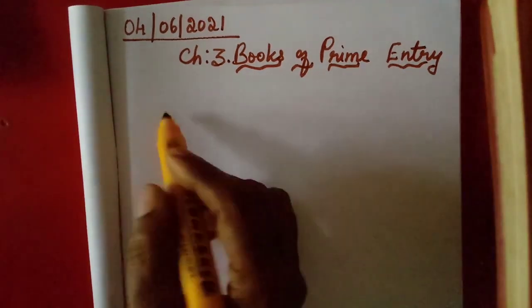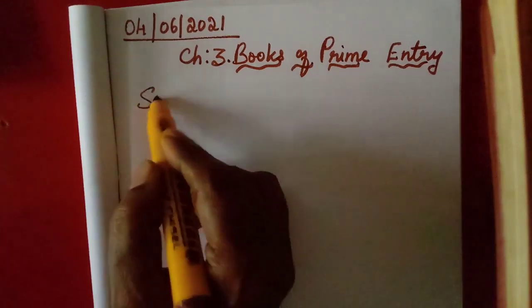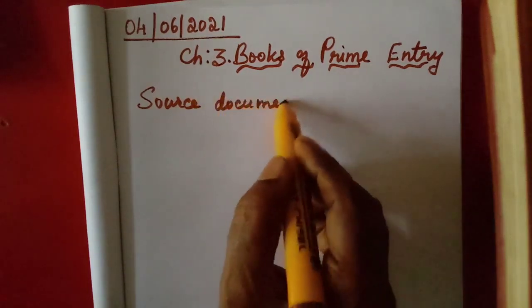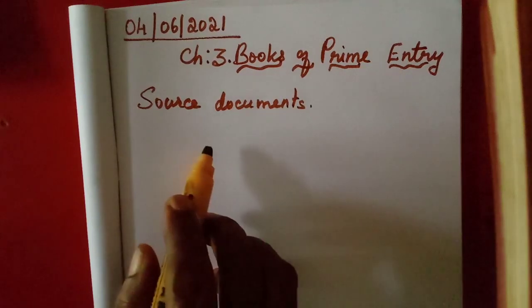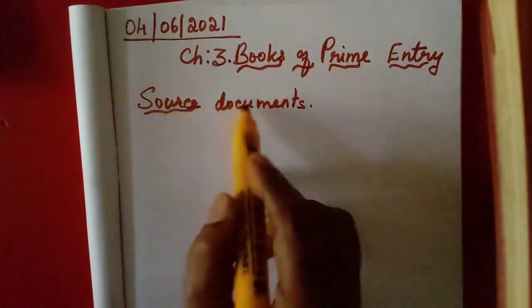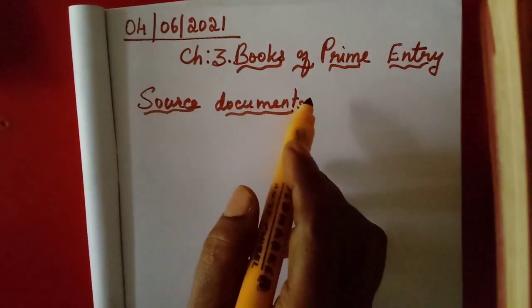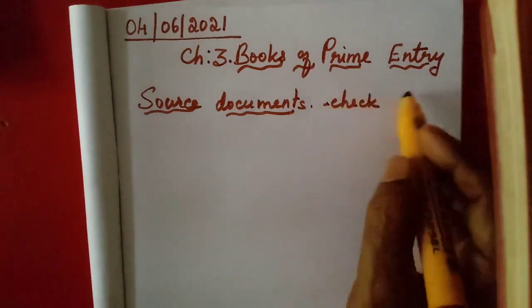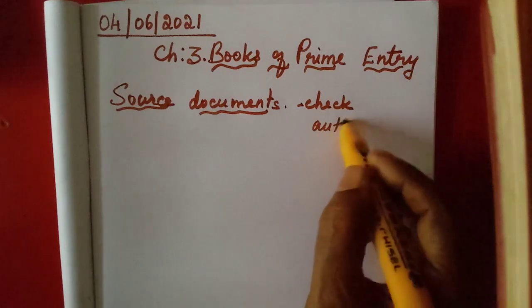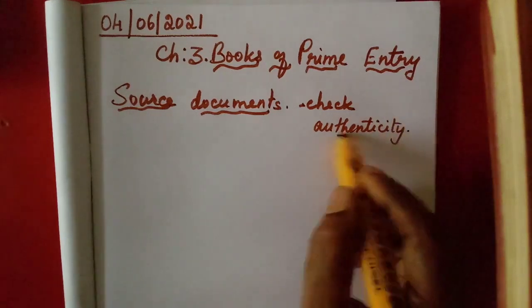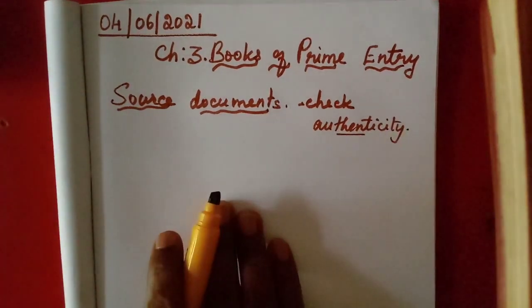So we will learn first what source documents are. After this only, identifying and recording of transactions will start. That is why we should first know the meaning of source documents. The source documents are used to check the authenticity of the transactions. Authenticity, I told you, is the correctness, the genuineness of the transactions, which will be checked with the source documents.